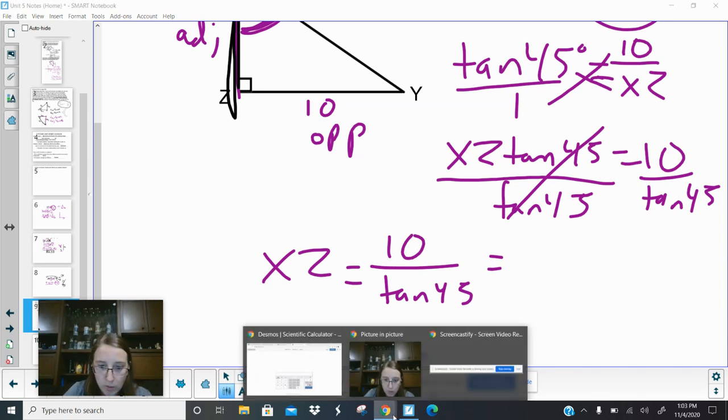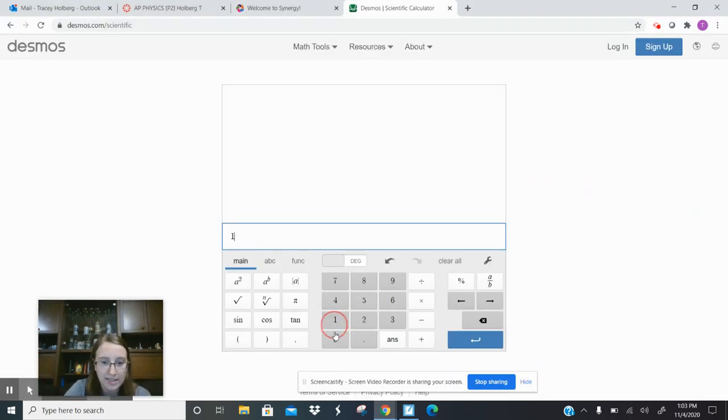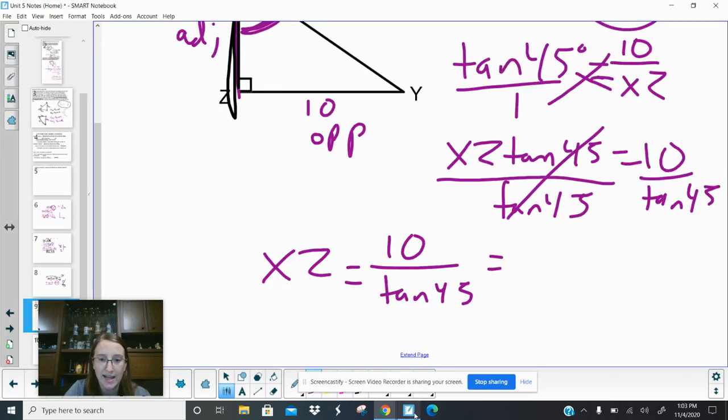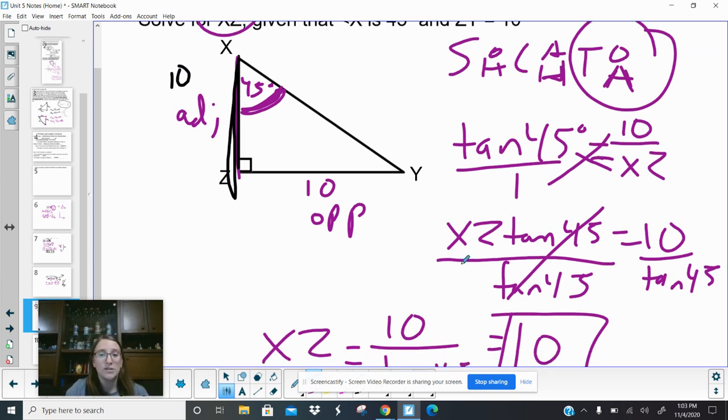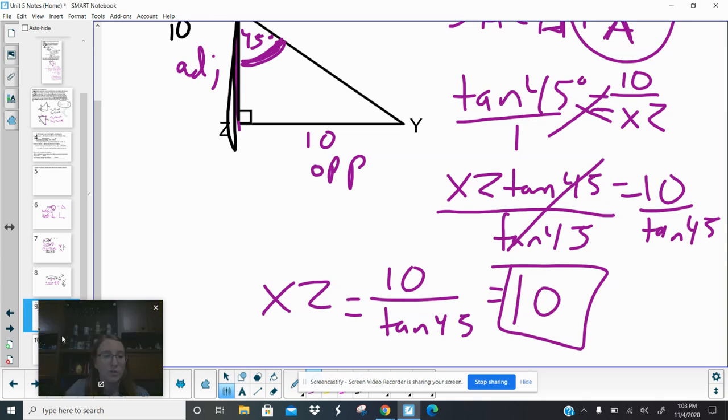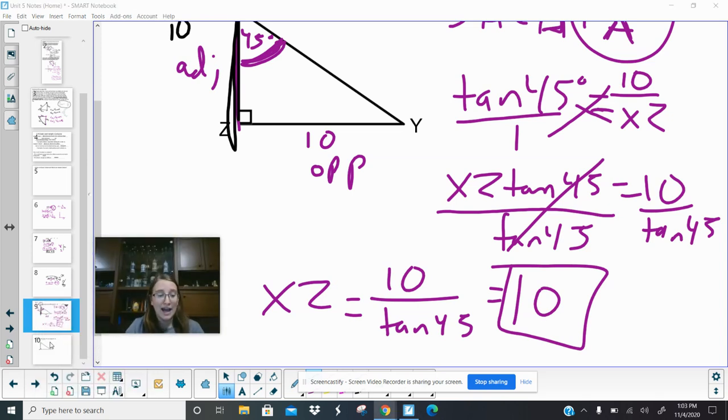Okay, and I will show as well, plugging into the calculator, it was 10 divided by tangent 45. Our answer is actually 10. There's a reason for that, but we don't need to talk about it right now. So 10 actually ends up being our answer. This side ends up being the same as this one. Again, this is how it's going to go in your homework. You're only solving for one side. So you have to look at what side we have with what side we're looking for, and that tells you which trig function to use.